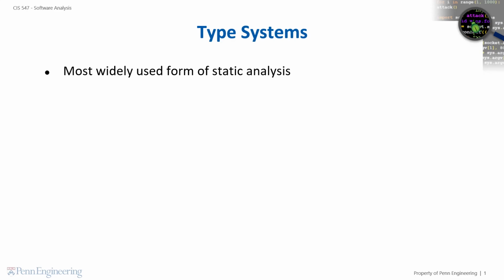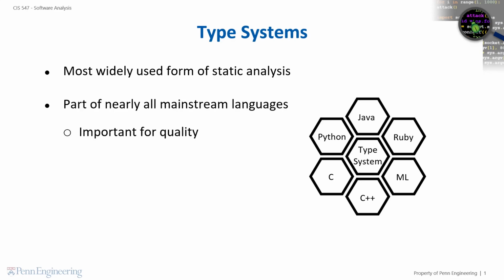Type systems are the most widely used form of static analysis. They are used in nearly all mainstream programming languages. One reason for this is that they are widely recognized as being important for maintaining the quality of programs.